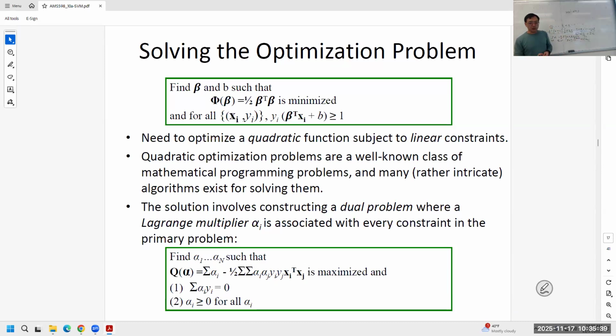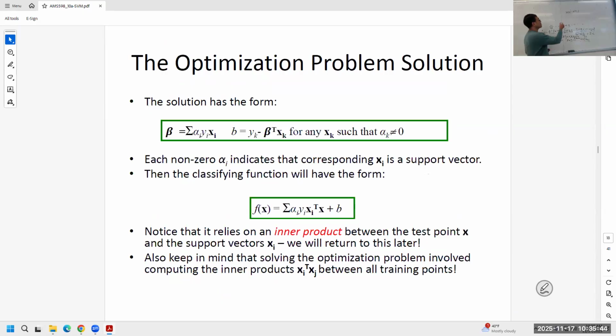So therefore, when you do the prediction, your solution is going to be the summation of alpha_i y_i h(x_i) transpose, for i from 1 to n, times h(x). This will be your new predicting function.